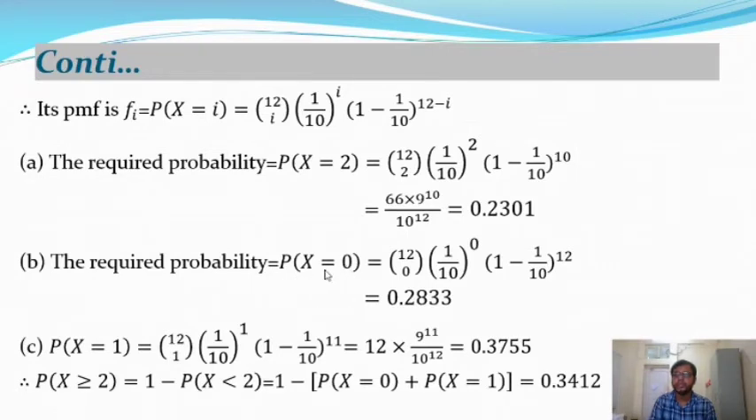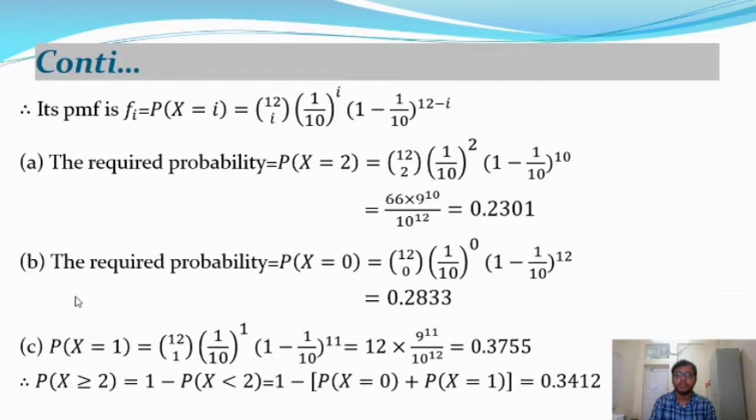And from the binomial distribution, it will give 12c0 p to the power 0, that means 1 by 10 to the power 0, into 1 minus p, that means 1 minus 1 by 10 whole to the power 12 minus 0, that is 12. And after simplifying this, 12c0 is equal to 1, 1 by 10 whole to the power 0 is 1, and 1 minus 1 by 10 whole to the power 12 is equal to 9 by 10 whole to the power 12. And from this we'll get 0.2833. Okay, this is the required probability of none of the pens being defective.